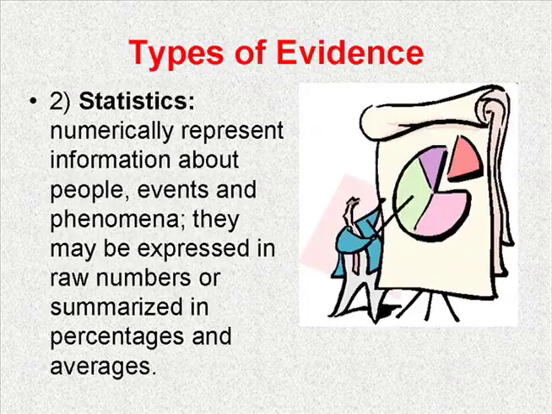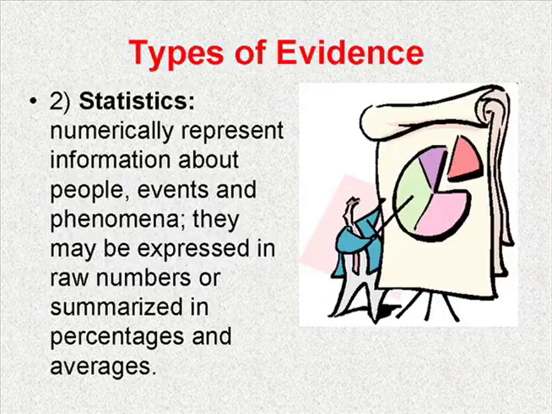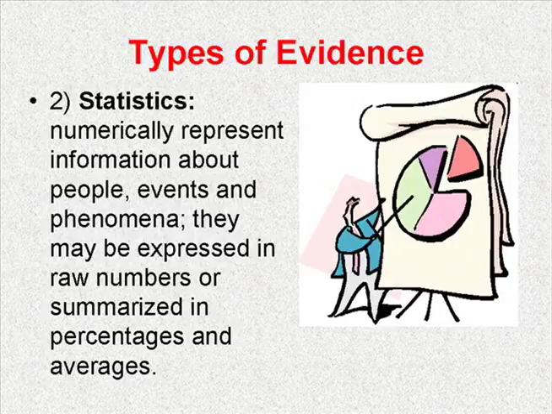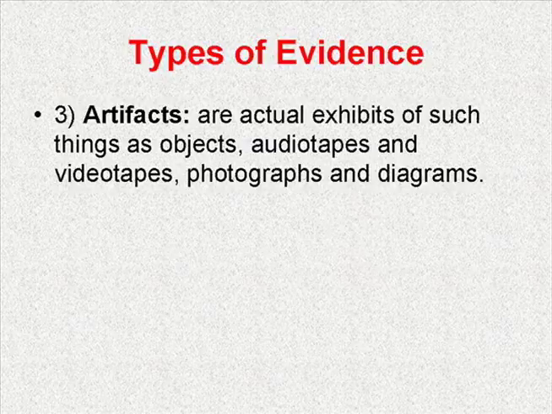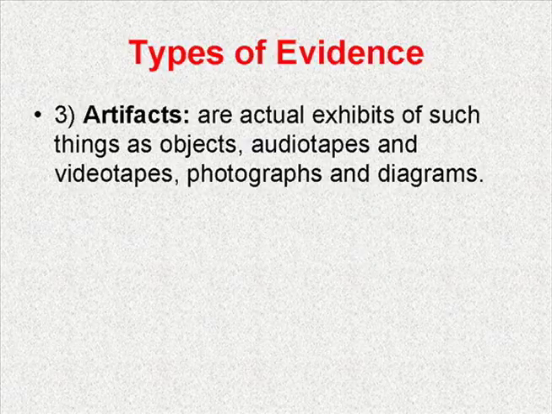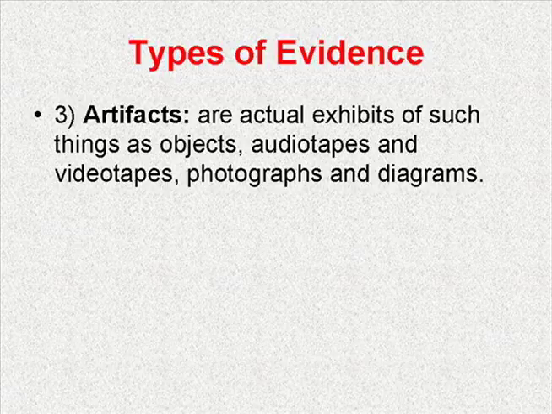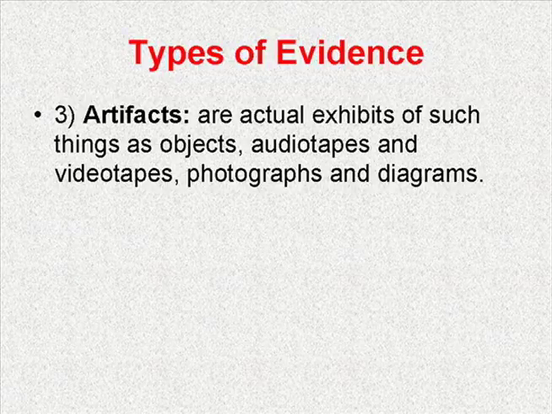Statistics are also a form of evidence. Statistics numerically represent information about people, events, and phenomena. They may be expressed in raw numbers or summarized in percentages and averages. Another type of evidence is artifacts. These are actual exhibits of such things as objects, audio tapes and videotapes, photographs and diagrams.